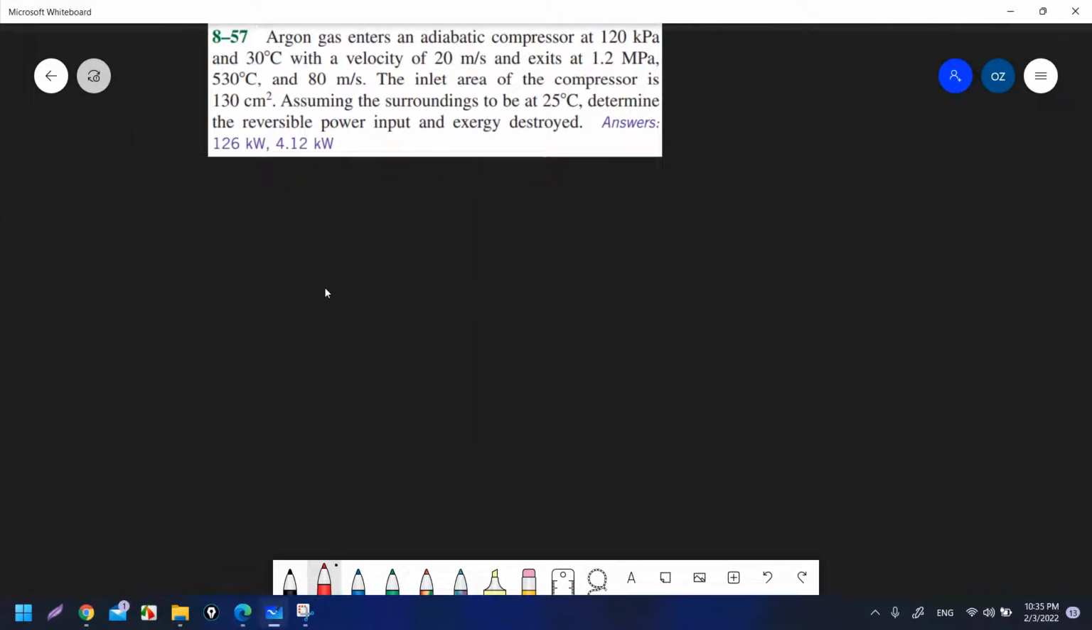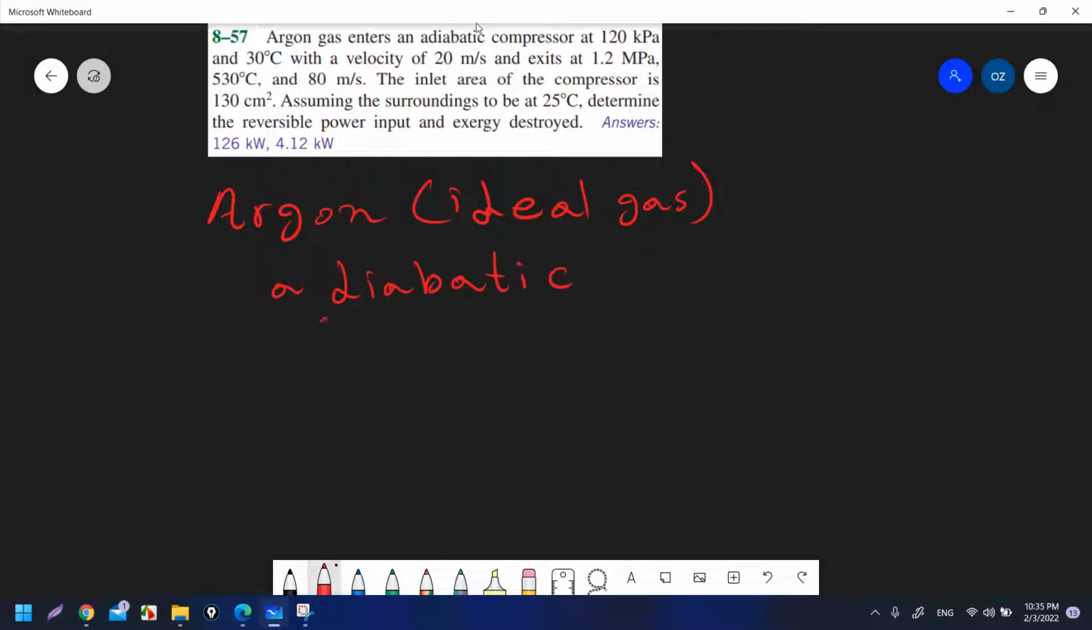I have argon gas, and we will treat it as an ideal gas. Gases we always treat as ideal gases. This time we have an adiabatic process. Adiabatic means no heat transfer. No Q in or out.